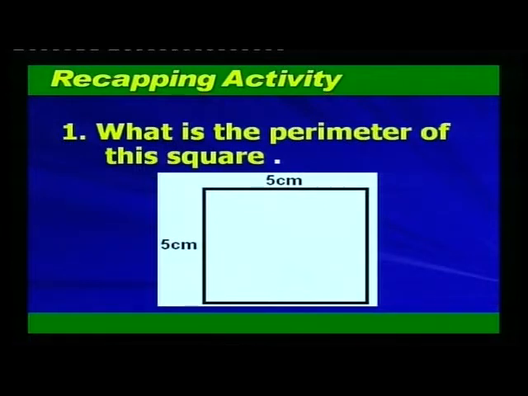5 centimeter, 5 centimeter. From your previous exercises, what were you doing? Having in mind, you have to write your formula. I will only give you 2 minutes, because it should be very easy. Receiving students, this is what you will be doing as your recapping exercise, finding the perimeter of the square.